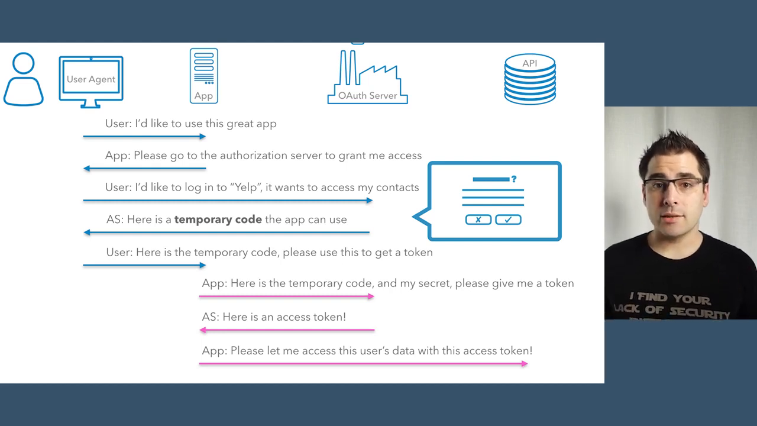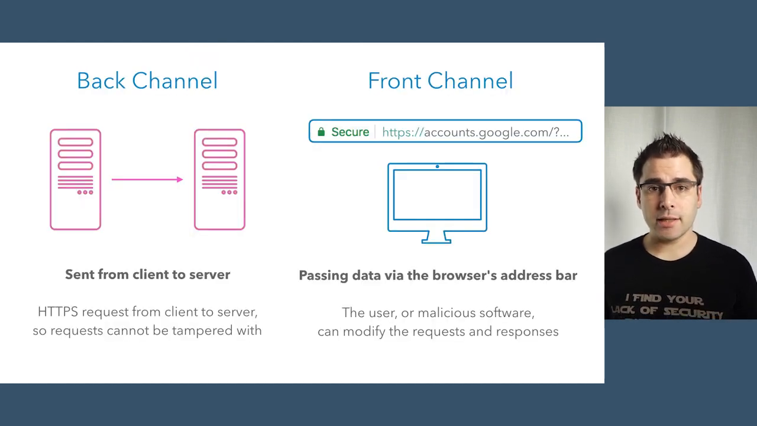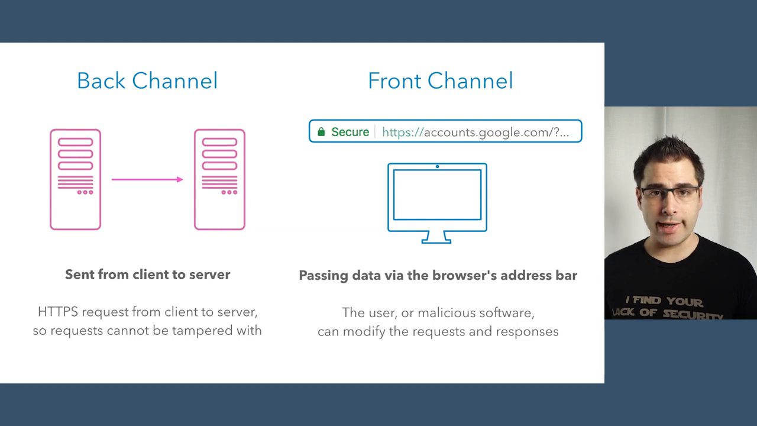So the blue lines on top are what we call front channel. And that's the idea where we're actually using the user's browser to move data between parties. The pink lines are the back channel, and that's the sort of more normal one where we're sending data from a client to a server over HTTPS.